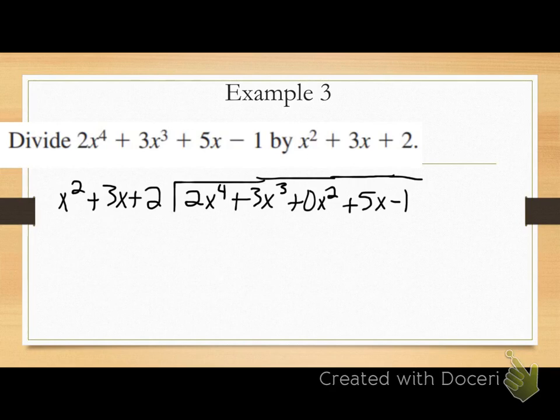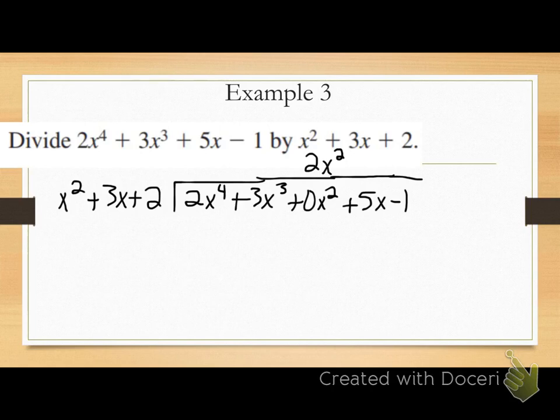Someone raise your hand and give me my first step. See how many times x squared goes into 2x to the 4th. Very good. So x squared times what would give me 2x to the 4th? 2x squared. Where do I put that 2x squared? Over the 0x squared. So 2x squared, keep it lined up with its like terms.